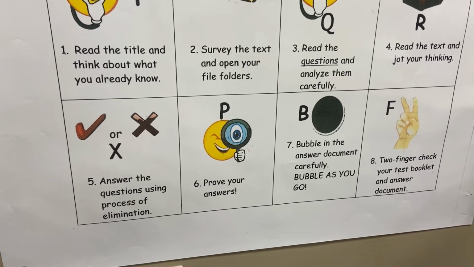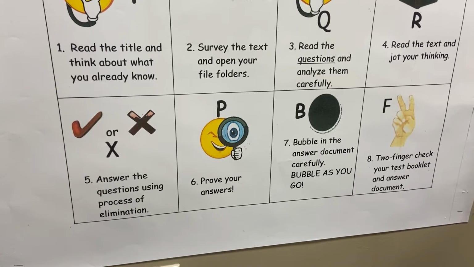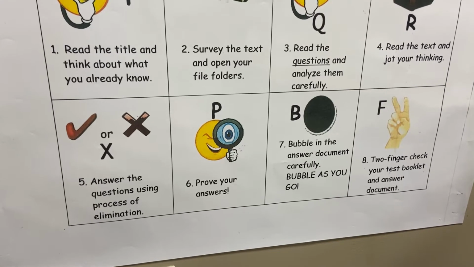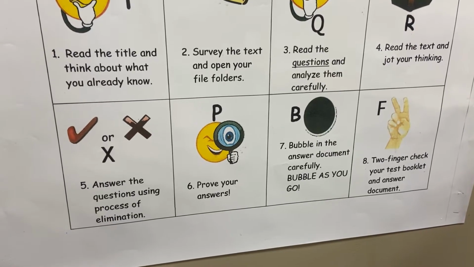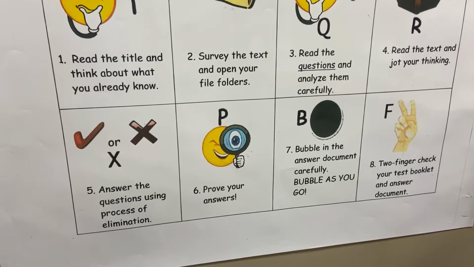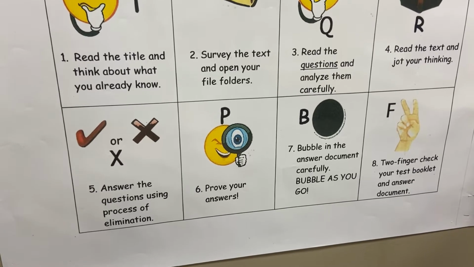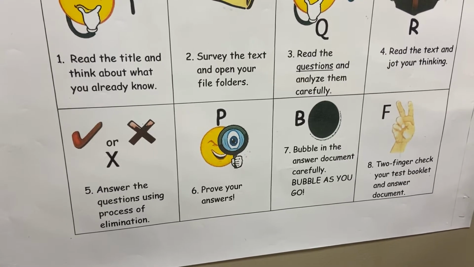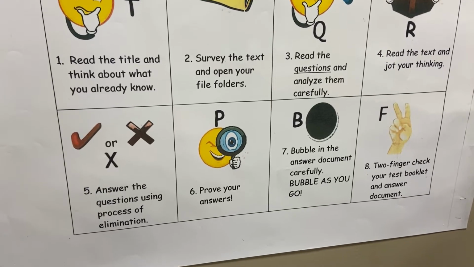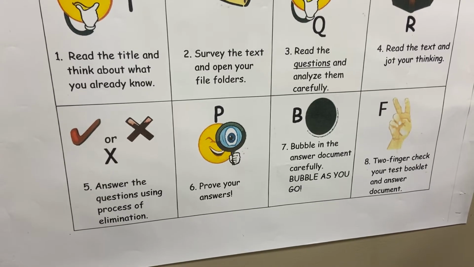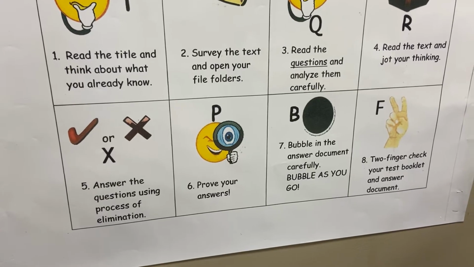But number 5 says answer the questions using the process of elimination. So what that means is there's always going to be answer choices that we don't need, and some of them are pretty obvious. Hopefully there's at least 2 that are pretty obvious that you can get rid of, but there should be at least 1, okay? So answer the questions using the process of elimination.